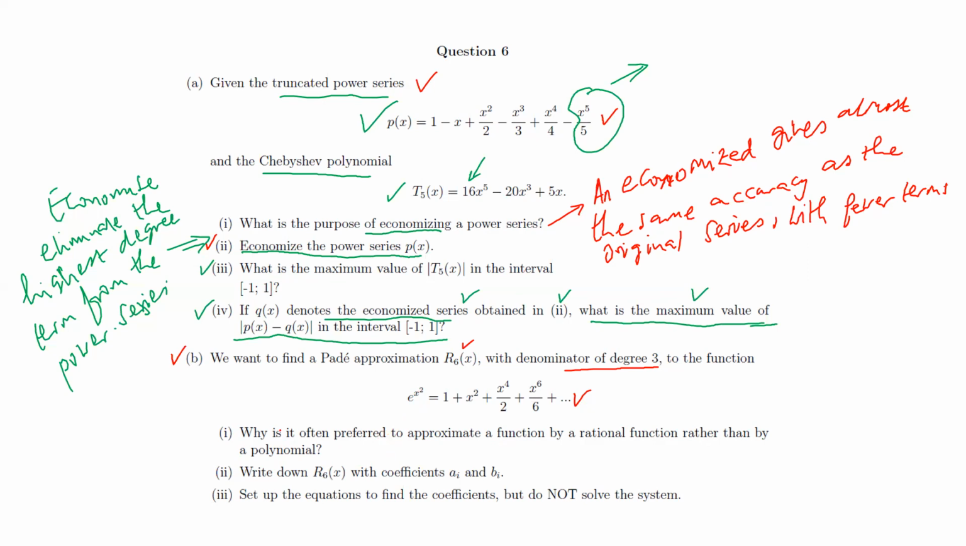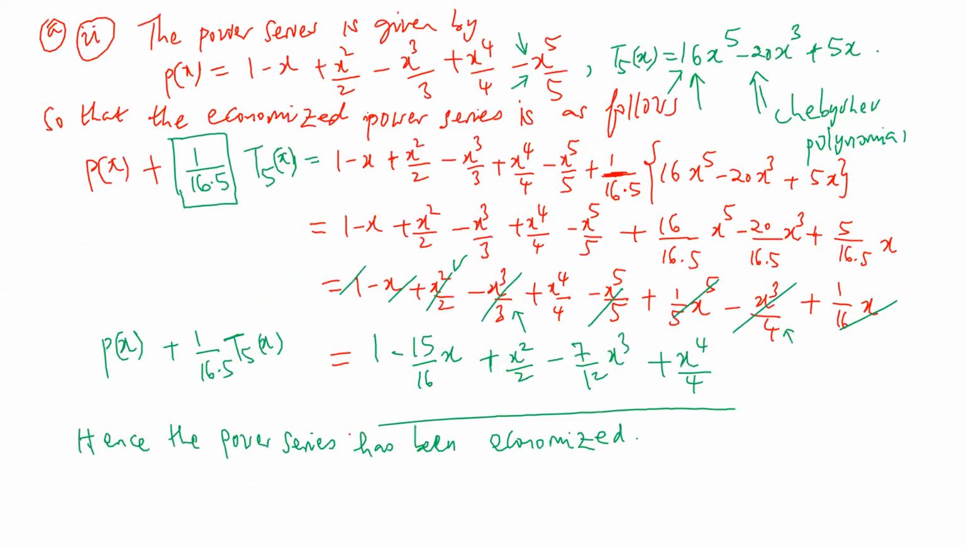Now let's answer this question. So the first question is, in B Roman figure 1, why is it often preferred to approximate a function by a rational function rather than by a polynomial? Why is it the case? Right, so we look at B Roman figure 1.